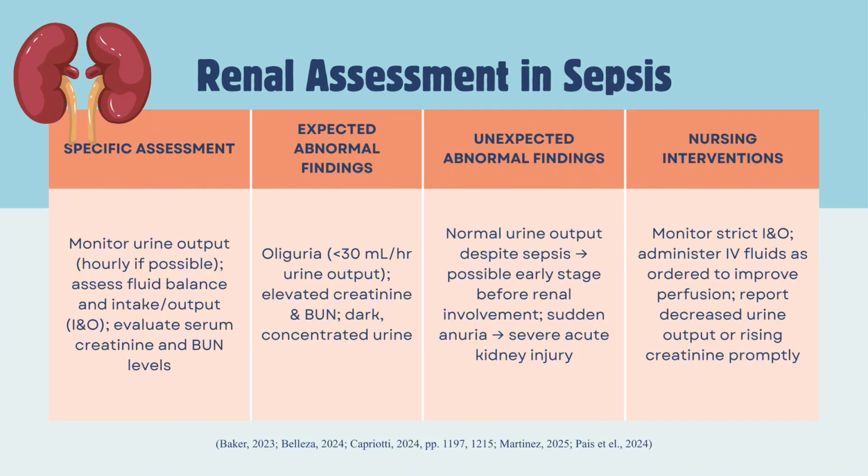Urine may also appear dark and concentrated due to decreased renal perfusion. Unexpected findings may include normal urine output despite systemic infection, which could indicate an early stage of sepsis before renal involvement becomes apparent. Sudden anuria, or complete absence of urine output, may indicate severe acute kidney injury. Nursing interventions include maintaining strict intake and output monitoring, administering IV fluids as ordered to support perfusion, and promptly reporting decreased urine output or rising creatinine levels to the provider.